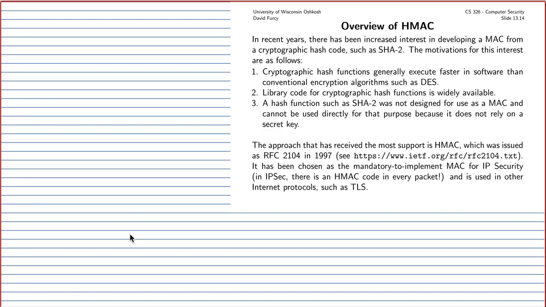Over the past few years, there's been an increased interest in developing a message authentication code, or MAC, algorithm that uses a cryptographic hash function, such as SHA-1 or SHA-2. Here are the main motivations for this approach. First of all, cryptographic hash functions have better code execution time, or they are faster than typical encryption algorithms like DES. So they are faster to run than encryption.